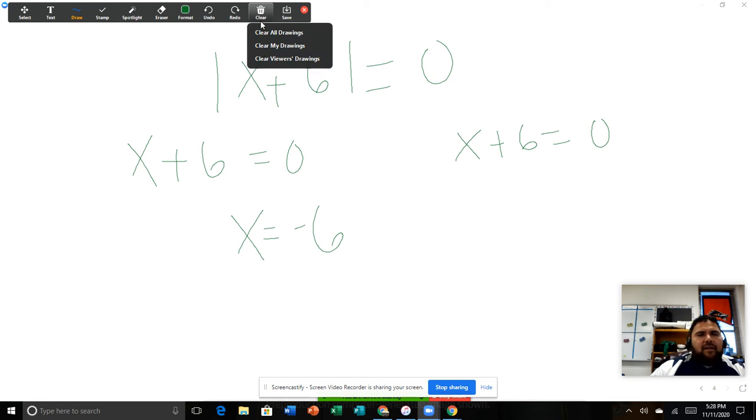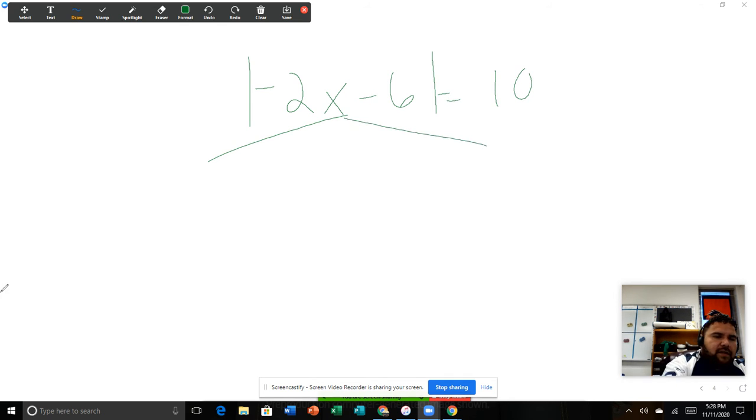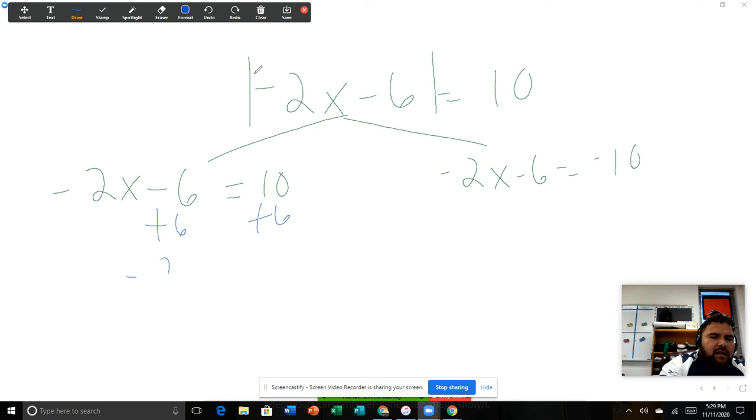Fantastic. All right. Then we'll have this one, absolute value of -2x minus 6 equals 10. Break this down into your two equations. -2x minus 6 equals 10. -2x minus 6 equals -10. Solve for x. Plus 6, plus 6. -2x equals 16. Divide by -2. X equals -8.